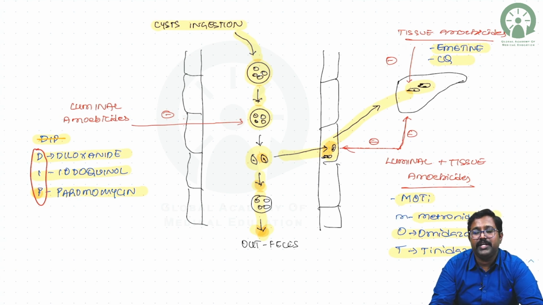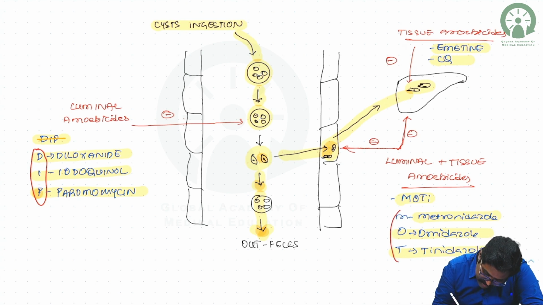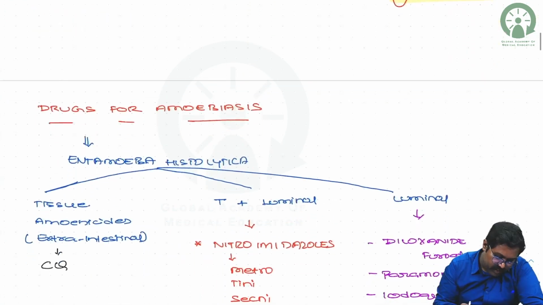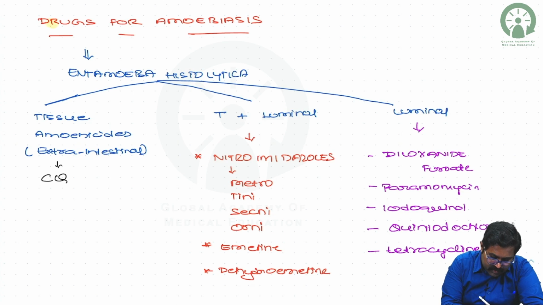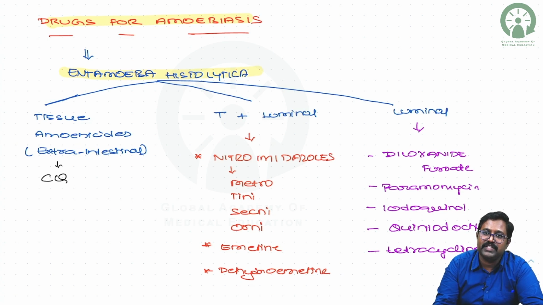So moving on to the individual drugs. That's what the drugs are which are used for amoebiasis. It is mainly caused by Entamoeba histolytica. It is a cyst. Which is the cyst that is entering into the lumen? It is due to Entamoeba histolytica. Again, this can be asked in your exams. Entamoeba histolytica is causing the amoebiasis.